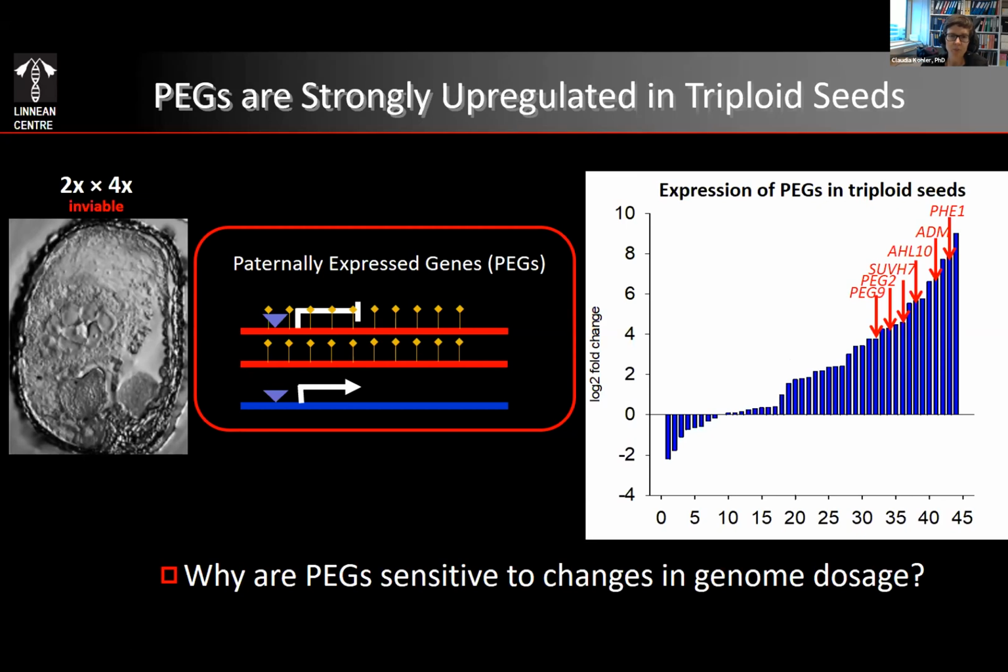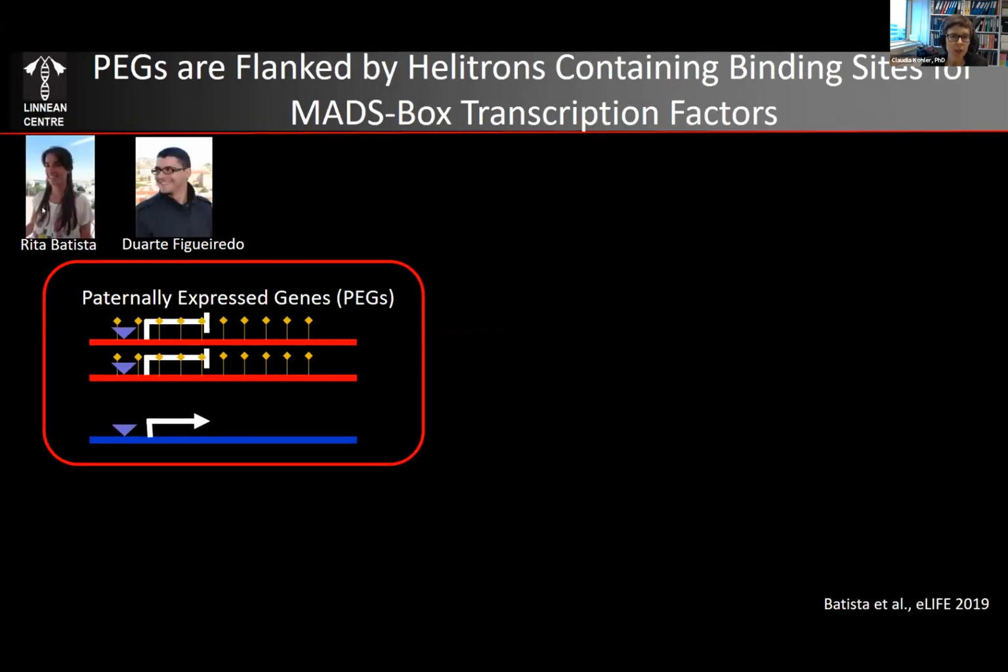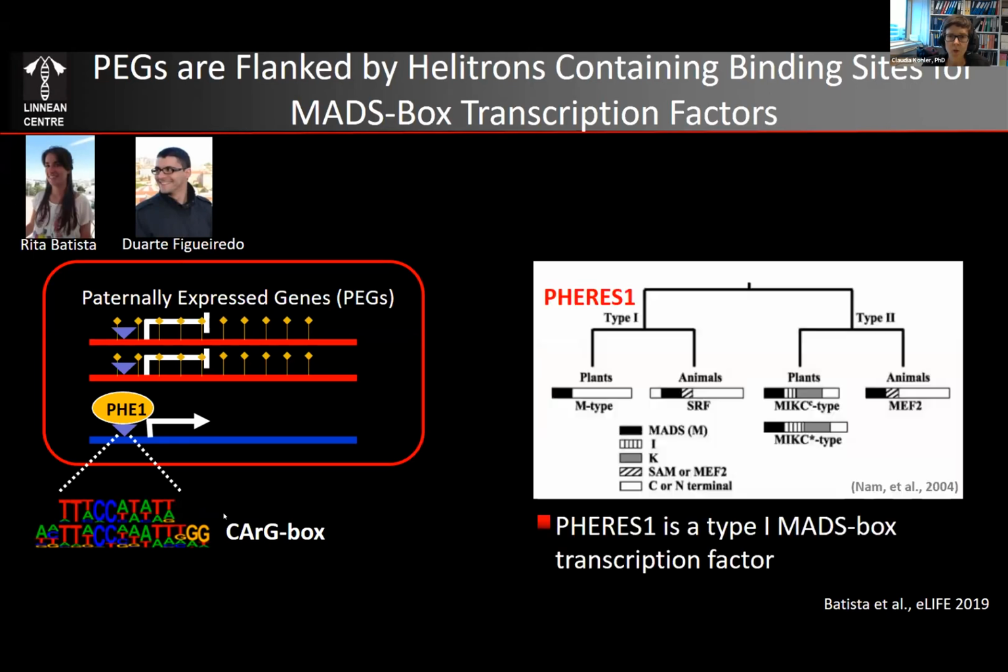And the answer to that question came when a former PhD student, Rita, together with Duarte, realized that the helitrons that are in the vicinity of imprinted genes are enriched for a particular sequence motif, which is characteristic for MADS-box binding. So this CArG box sequence motif is a characteristic transcription factor binding motif for MADS-box proteins. And Rita was also able to identify the MADS-box protein recognizing these motifs, which is a type 1 MADS-box transcription factor, FERIS1. So MADS-box transcription factors come in two flavors, type 1 and type 2, and most likely all MADS-box proteins you are probably aware of, like FLC, AGAMOUS, APETALA, PISTILLATA, etc., all belong to the type 2 MADS-box genes.